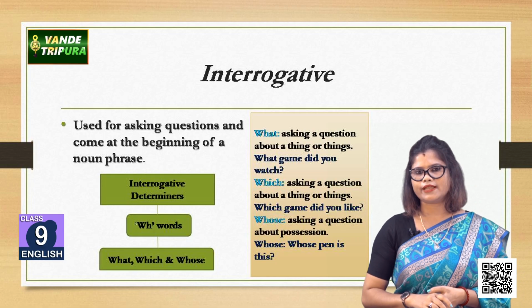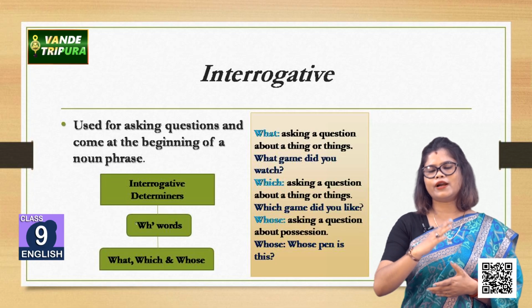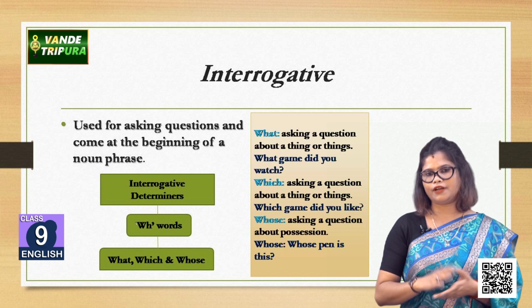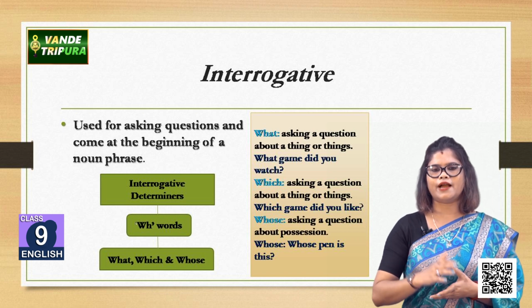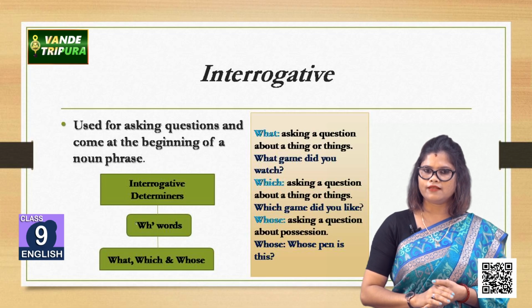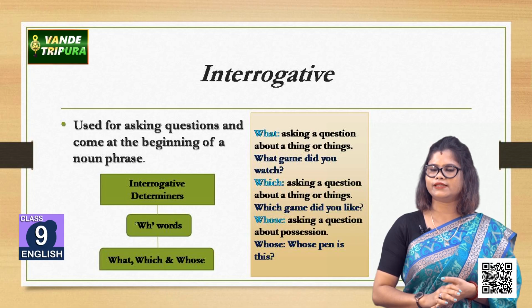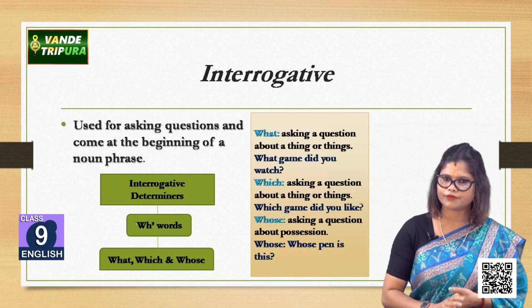Now let's look at the examples. What game did you watch? Game is here the noun, and the determiner is placed before the noun. What is a WH word, so this is an interrogative determiner. The next line: which game did you like? Game is again the noun, and which tells us which game. So which is here the WH word and it is the interrogative determiner.